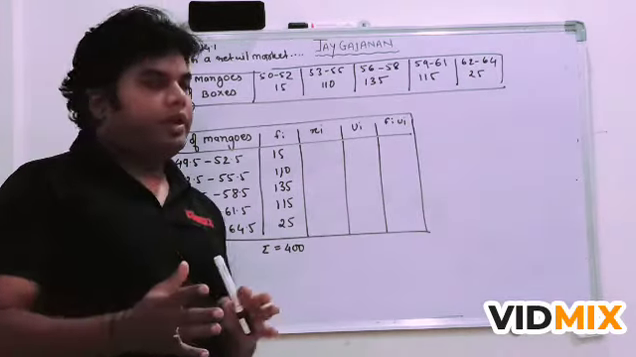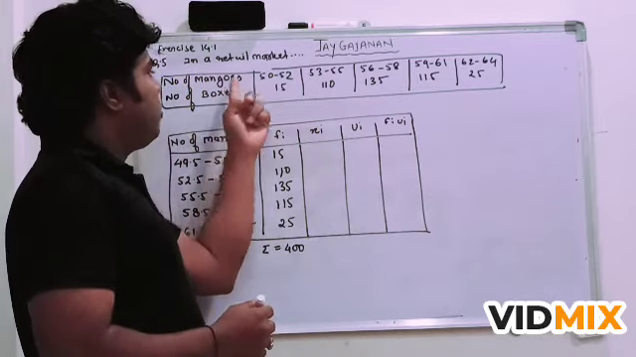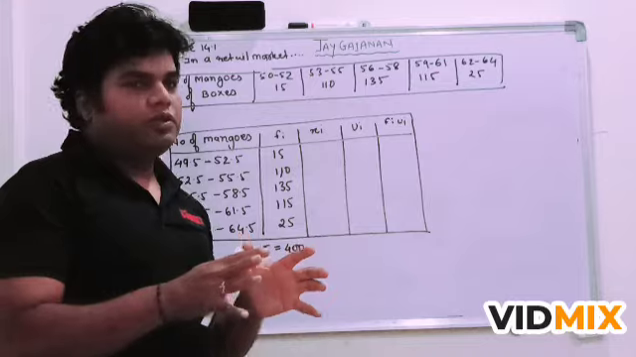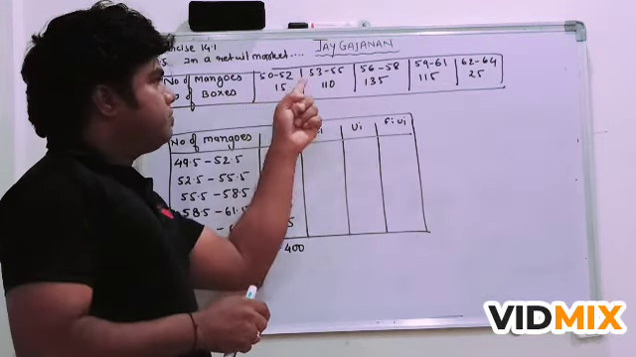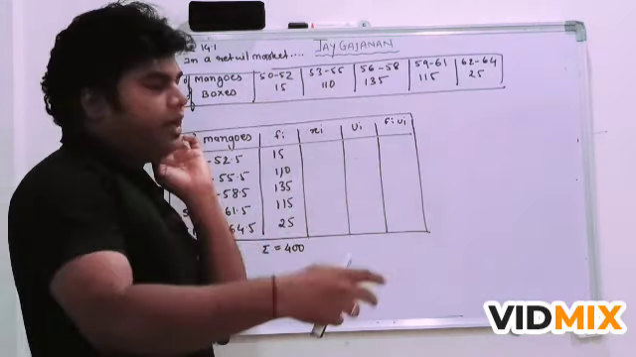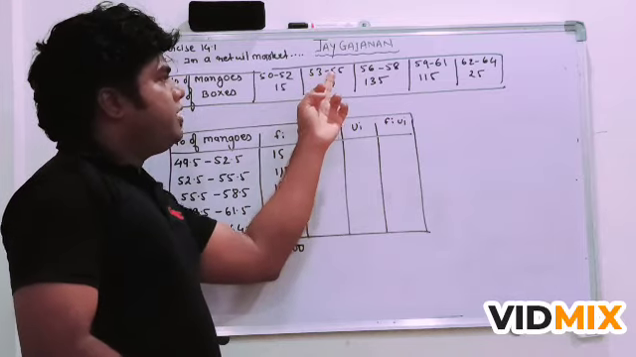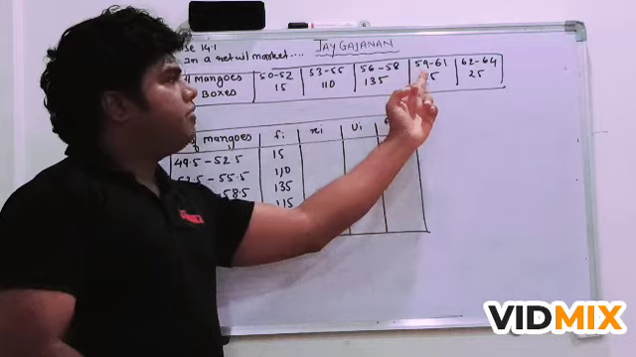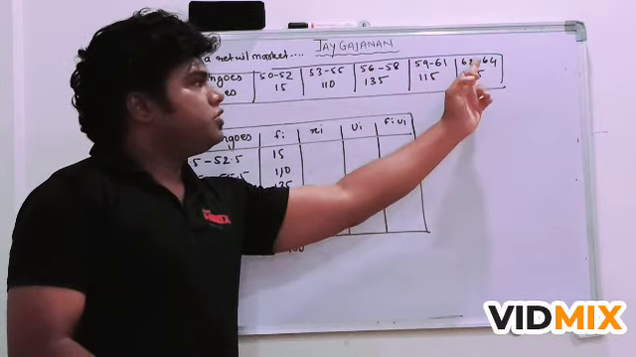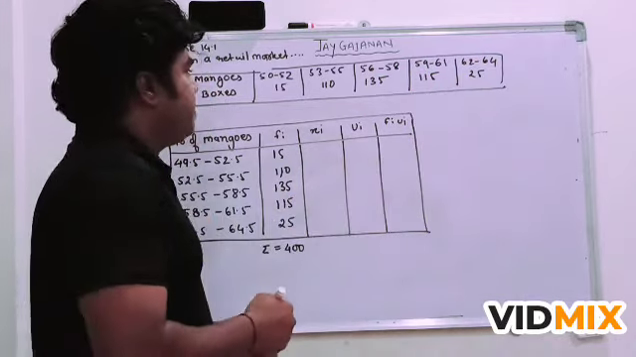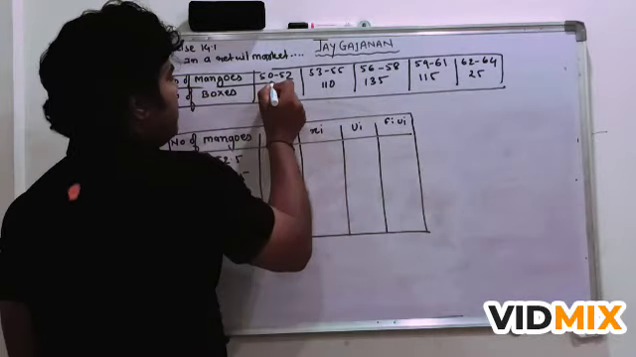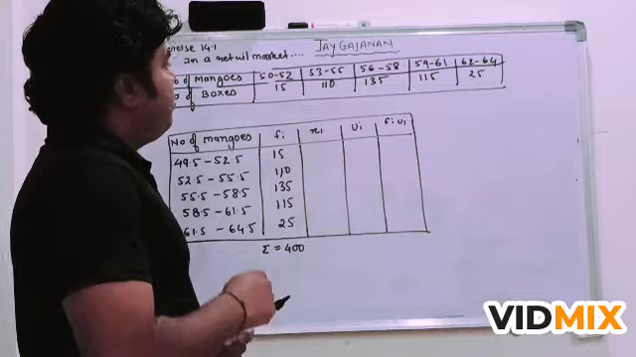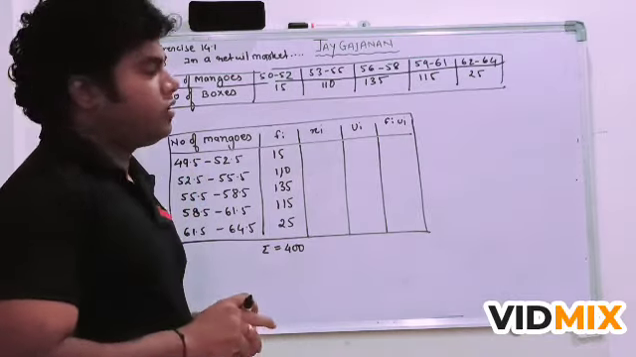Now they have prepared certain kinds of boxes of mangoes. For example, 50 to 52 mangoes are there in 15 boxes. They are packed so that they can sell them easily. Then 53 to 55, 110 boxes. 56 to 58, 135; 59 to 61, 150; and 62 to 64, 25 boxes. In this way, they have prepared a table. Now from the table, we have to find out the mean number of mangoes.